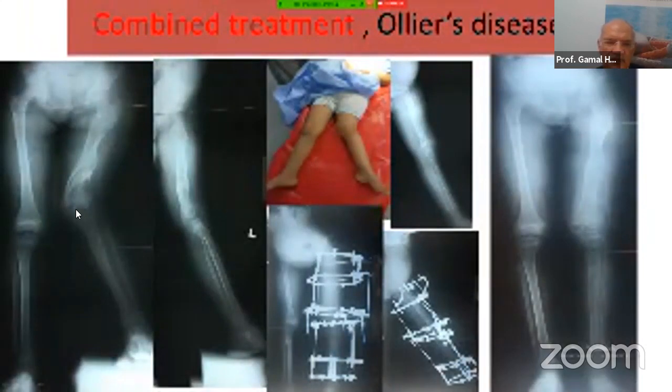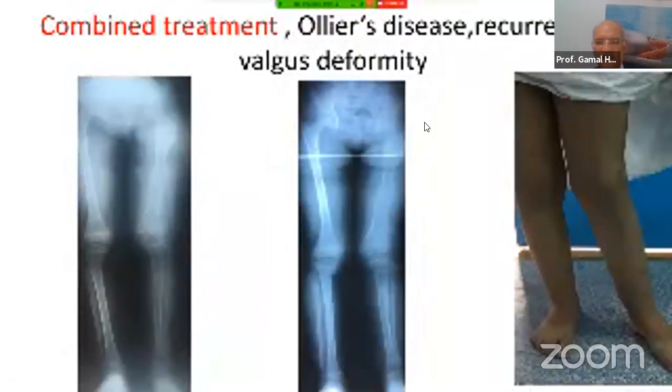First, we did corticotomy of the femur and tibia. We corrected the deformity and had 10 centimeter lengthening of the femur and 3 centimeter lengthening of the tibia. And the mechanical axis was correct. Everything was okay. With the follow-up, the patient started to have recurrence of the deformity. You see, severe valgus deformity again.